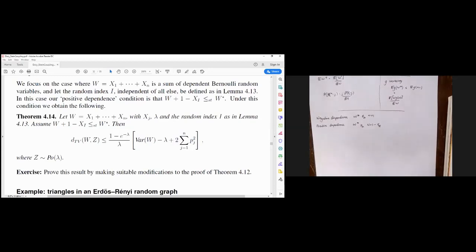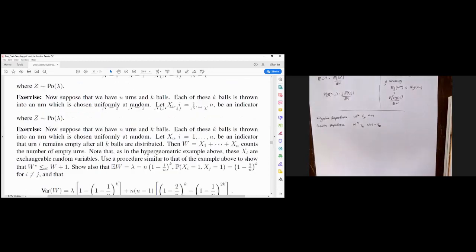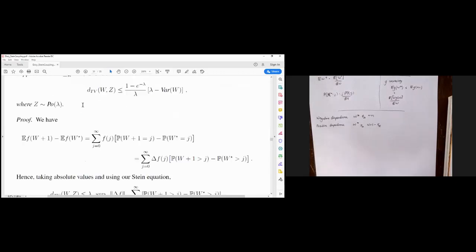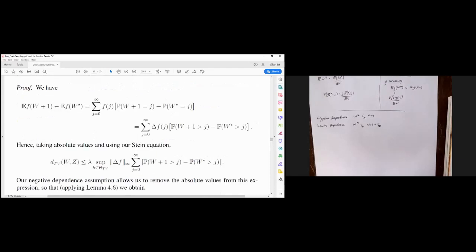I'm not going to show you the proof, but you can prove it in essentially exactly the same way as we did for the negative dependence case. Let me go back up to that proof quickly. Sorry. So exactly the same proof as we have for the negative dependence case. We're going to start in exactly the same way. Only if I want to get rid of absolute value signs, I can't do that directly. I have to introduce this thing as well.